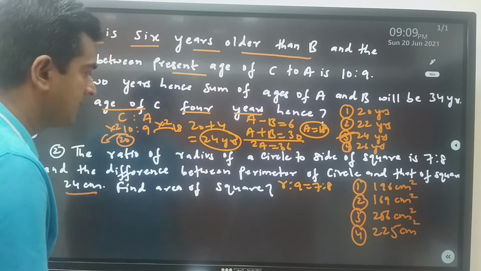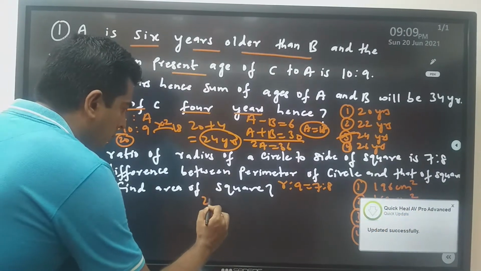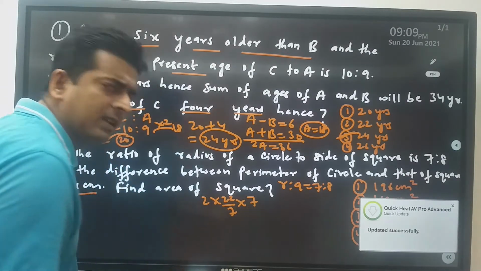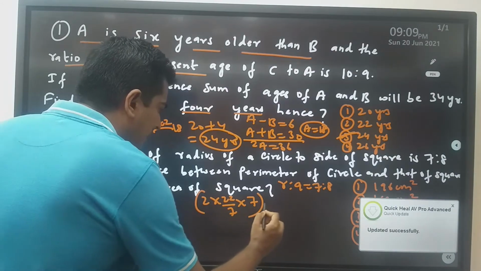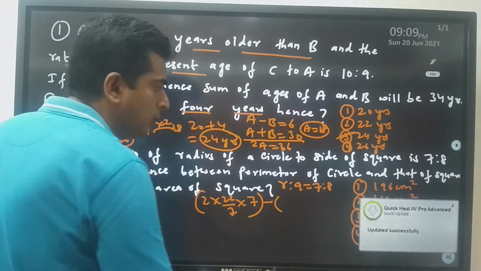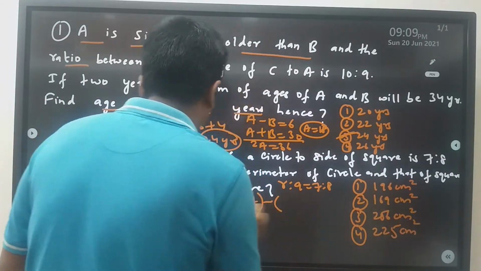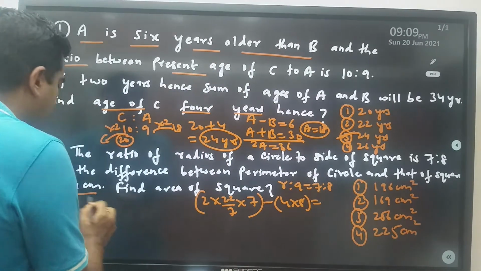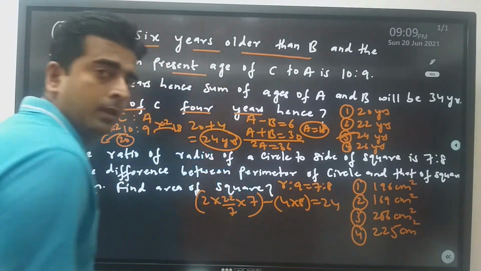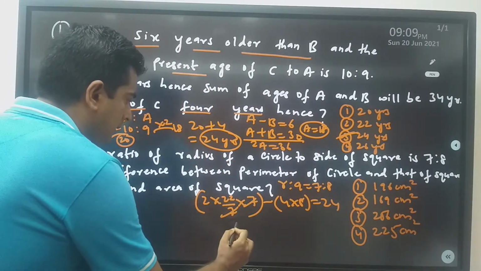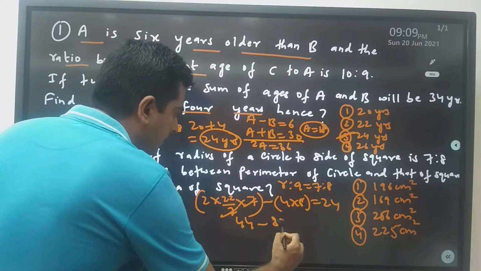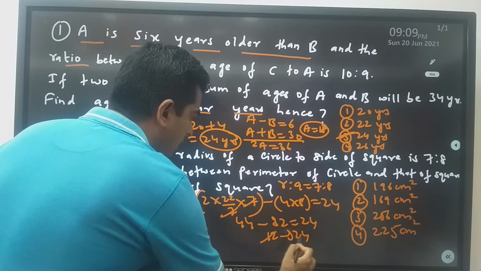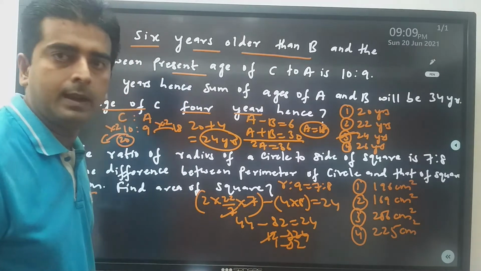What is the perimeter of a circle? 2 pi r. So 2 into 22 by 7, R is nothing but 7x. You can take 7 also. Minus, what is the perimeter of a square? 4 into a. Right? So which is 4 into 8x is equal to how much they have given you? 24. Right? 7 gone. This is 44 minus 32 is equal to 24. So 12 parts is 44. 1 part is how much? 2. Right? 1 part is 2.